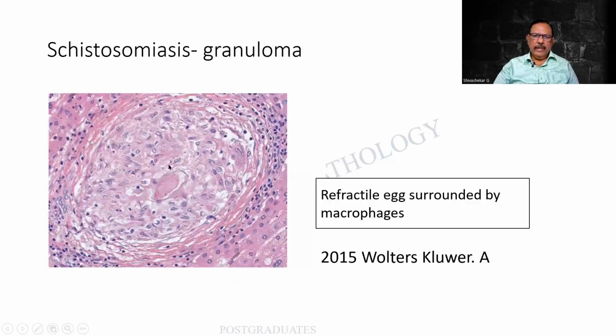Schistosomiasis. There is a refractile egg that is over here. Walter Stoller, this is the author from which I derived most of the text. It is a refractile egg surrounded by the macrophages. And of course, there is a set of fibrosis and then there are the lymphocytes. Classical to prevent the spread of the infection or the allergic reaction.